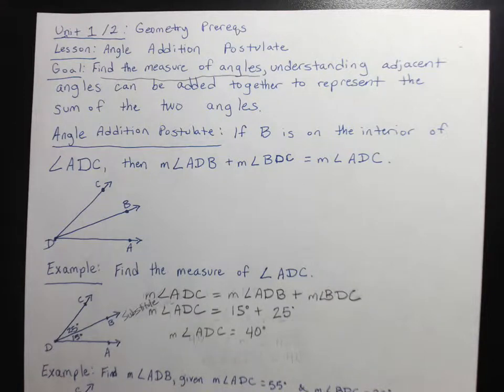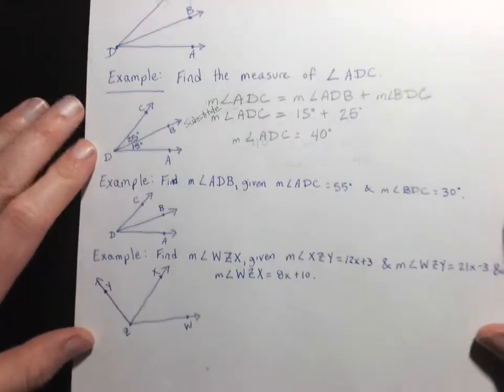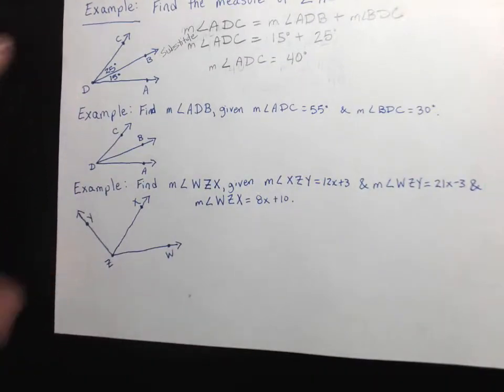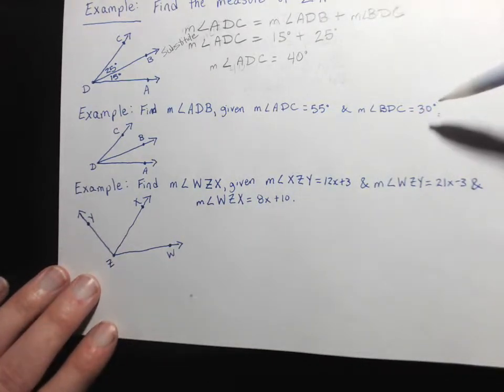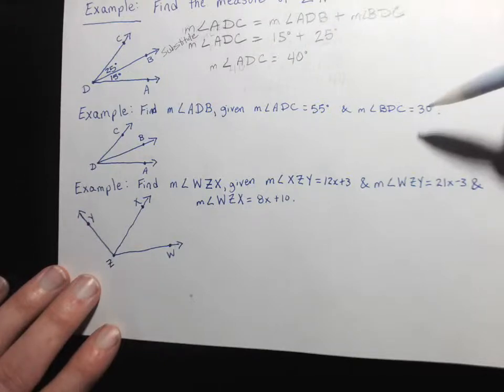Again, these are some additional examples on the angle addition postulate. Two more might challenge you just a hair more. We're going to start with this one right here. It says, find the measure of angle ADB given the measure of angle ADC is 55 and the measure of angle BDC is 30.